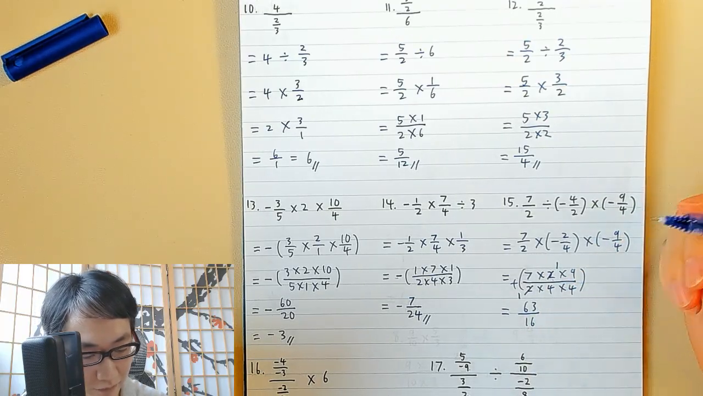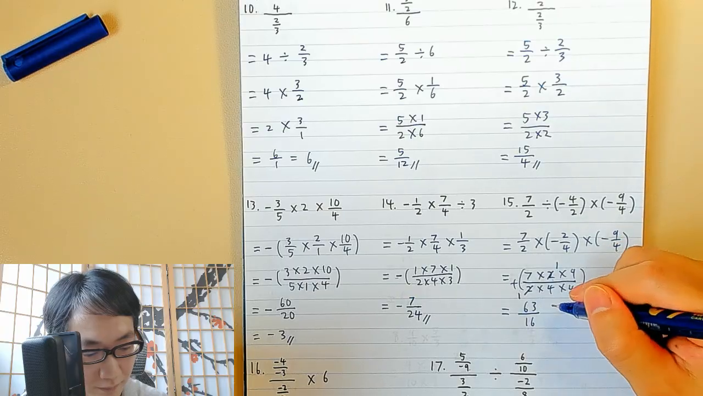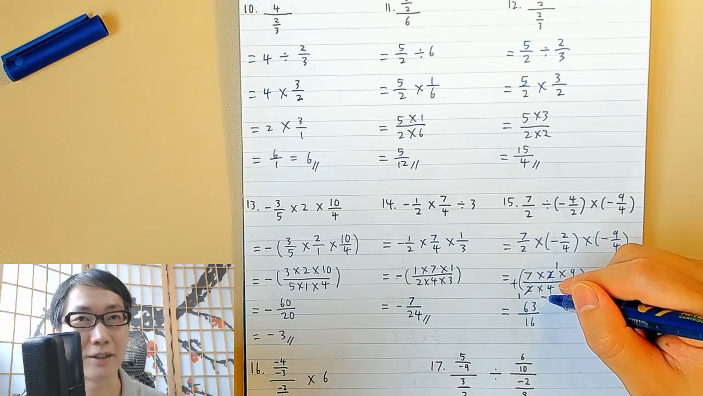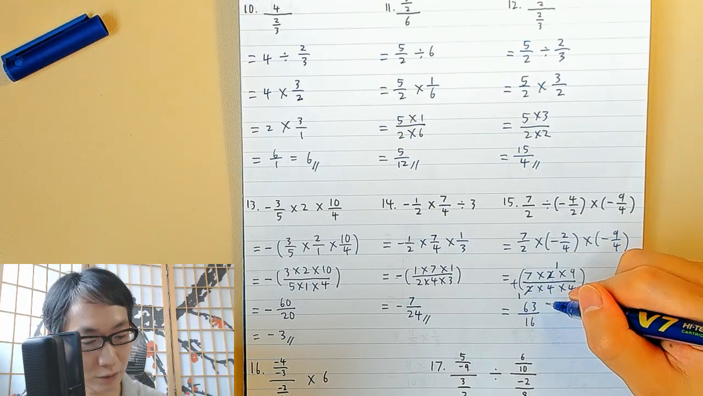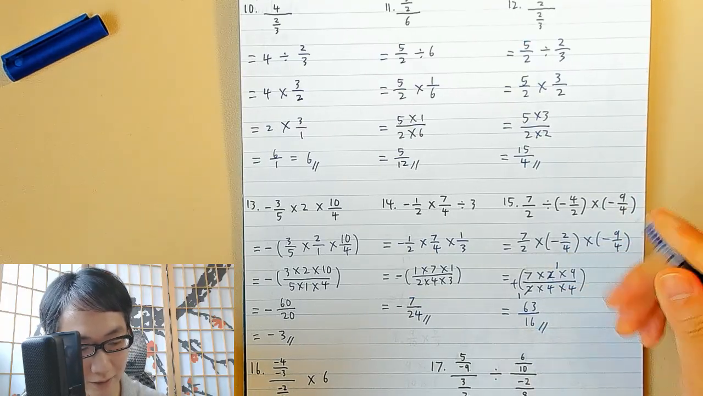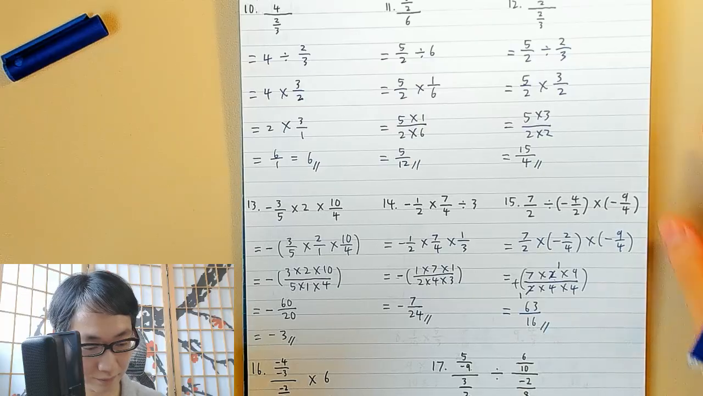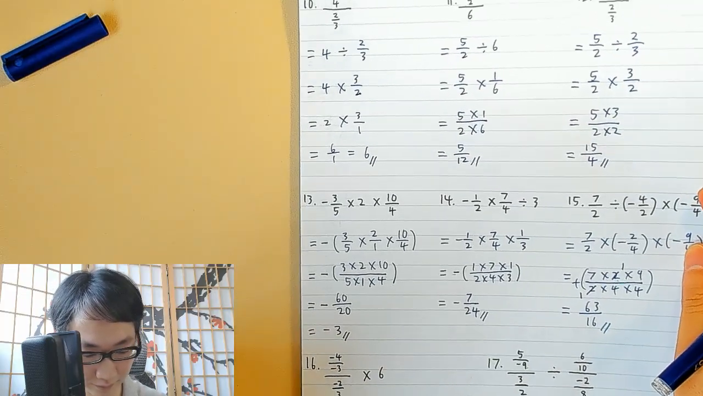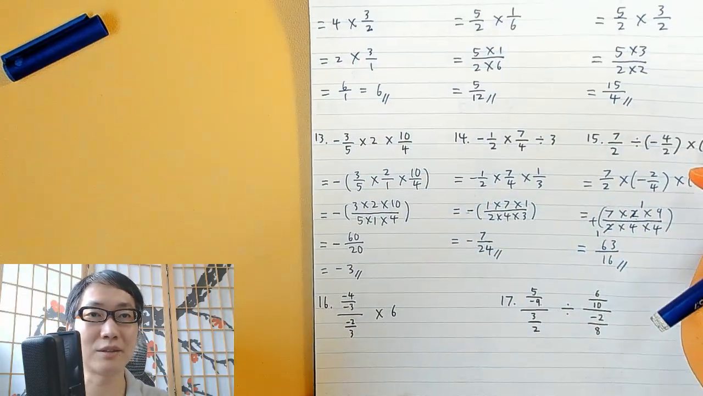So do they have any common factors? No, there's 7 and 9. And 4, no. 2, no. Of course. 5, no. No. So this is the answer. And then number 16.